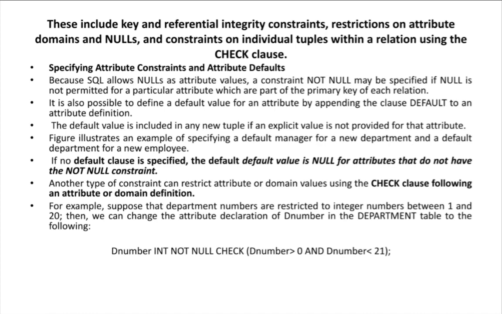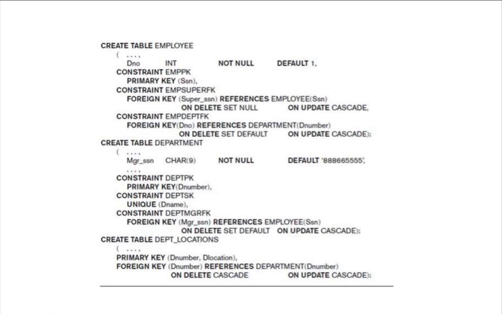And also another type of constraints can restrict attribute or domain values using the check clause. That means you can use a check clause to restrict the values here. For example, see here. Suppose the department numbers are restricted to integer numbers between 1 and 20, then we can change the attribute declaration of a department number in the department table. See here in the department table, I have a department number attribute.